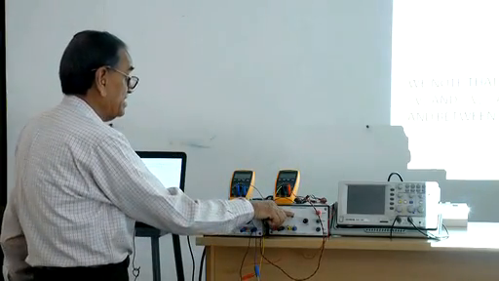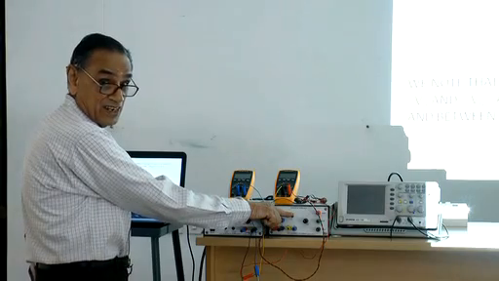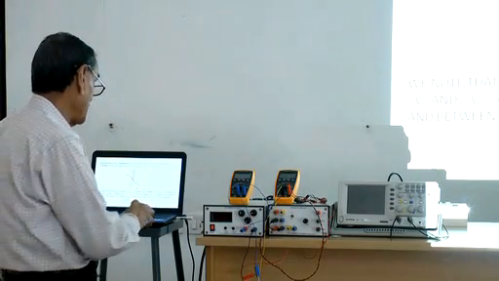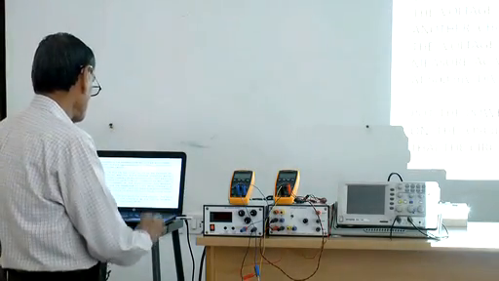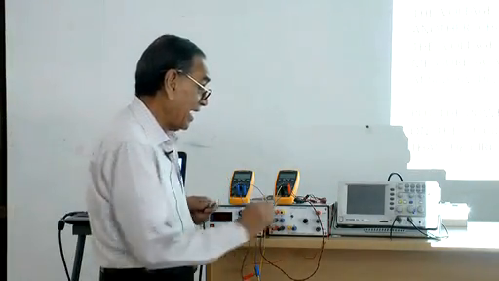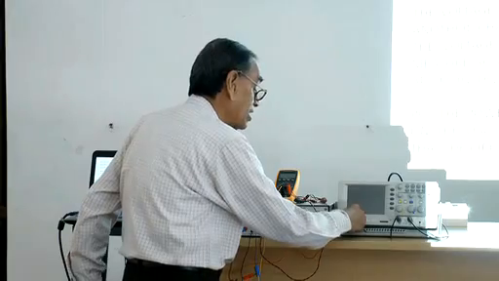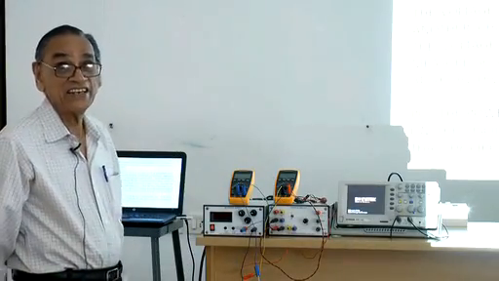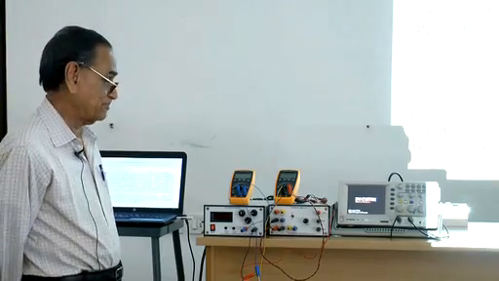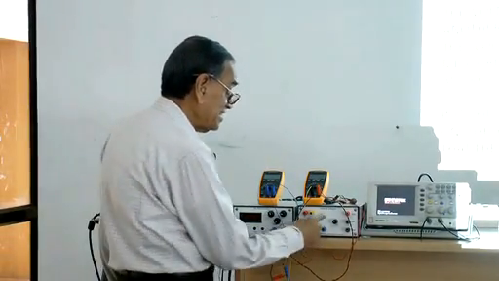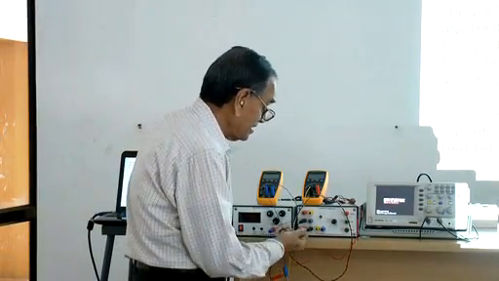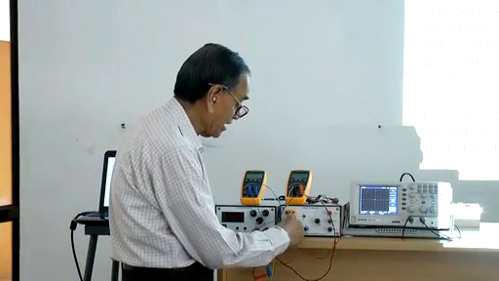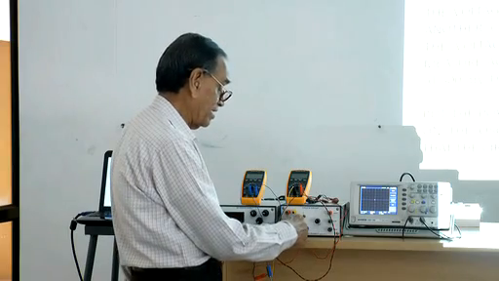I will put this switch down to connect the nonlinear resistance to the rest of the circuit. And I will show you what happens as I change the resistance of the pot. This is the 2K pot. There are two banana plugs, O2 and O1.